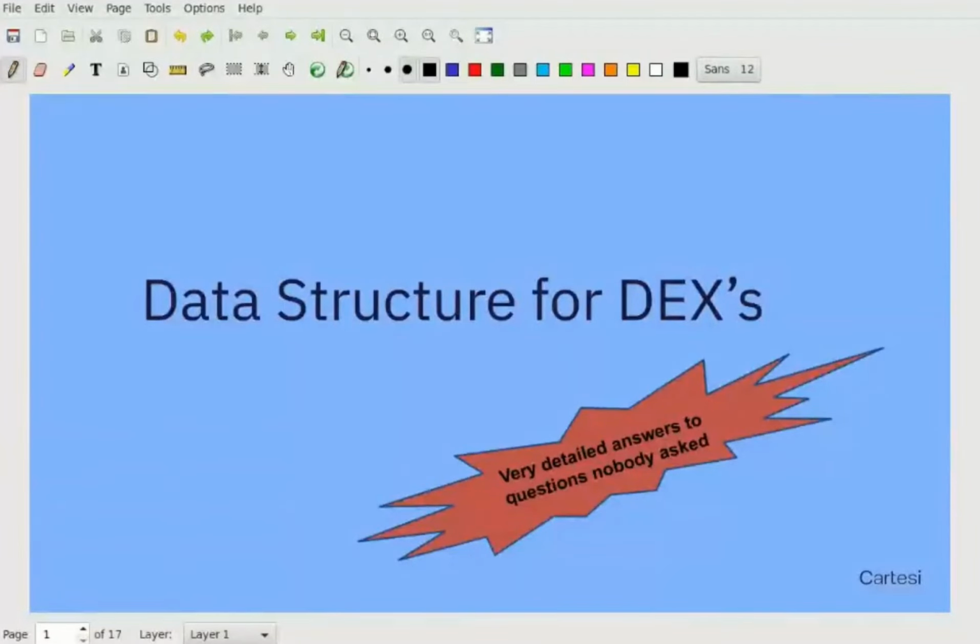So today we'll have another installment of the segment, very detailed answers to questions nobody asked. I hope this is not going to be too weird. We're going to talk about data structures for decentralized exchanges.